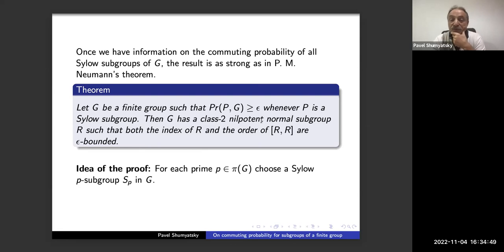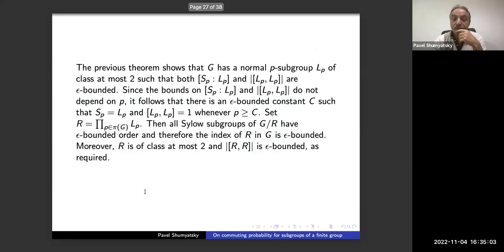So the idea of the proof is, well, we use the previous theorem, of course. First, for each prime P dividing the order of the group G, we choose a Sylow P-subgroup S in G. And then the previous theorem says that for each prime divisor P there is a normal subgroup L of class at most 2, such that the index of L in S and the order of its derived group are bounded in terms of epsilon only.